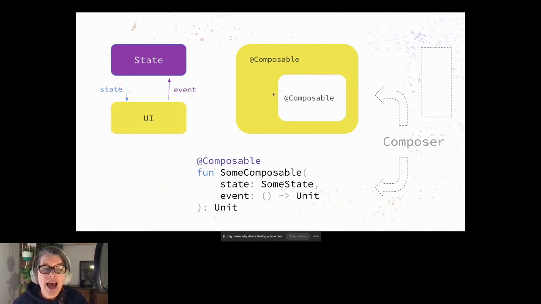And what's happening under the hood, what this @Composable actually does, what the compiler does, is it changes the signature of this function, and it puts into the signature the composer.